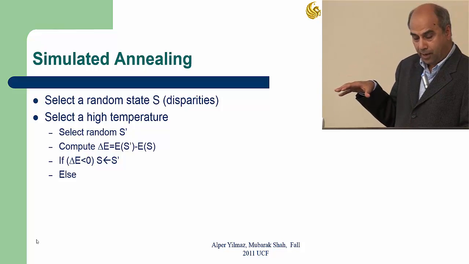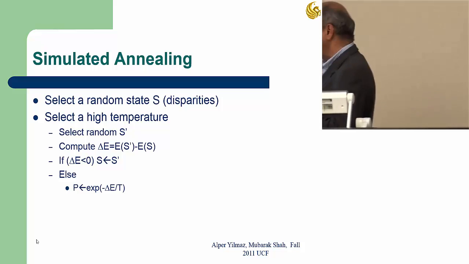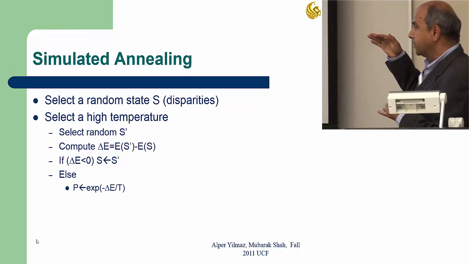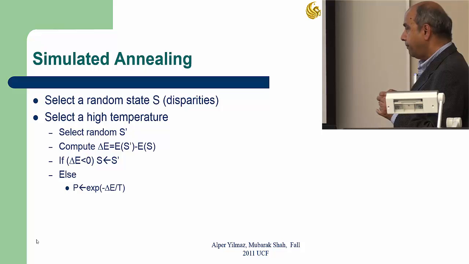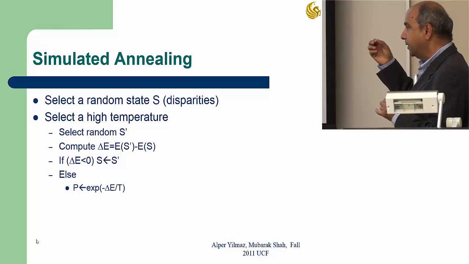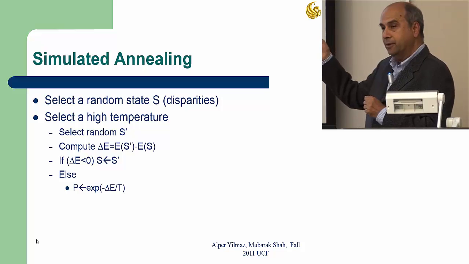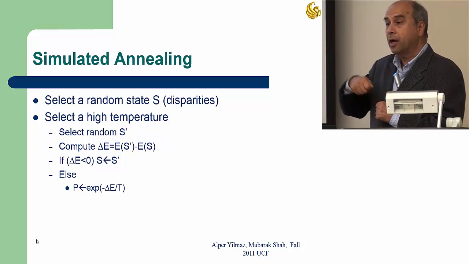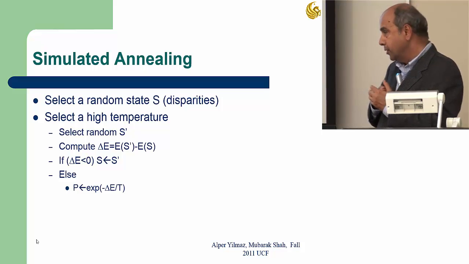If energy did not go down, we generate this P, which will be exponential minus delta E divided by temperature T. So depending on how much is the error, the delta E, and the temperature, which at the beginning will be very high, we'll get some probability with which we should take the state even though the energy has gone up, or not take it. So that's where randomness is coming in.